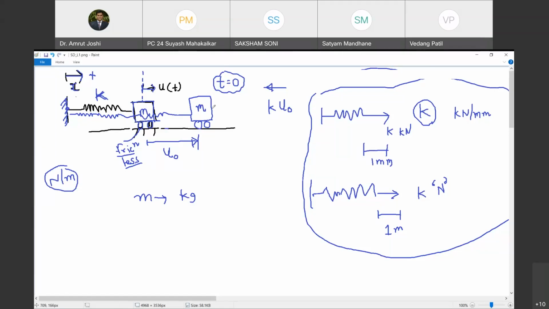So the observer started observing the phenomena when block M occupied the position at distance u0 towards the right from the mean position. Now let me ask you a question. If I release this block M, that means I remove the external force that was required to maintain the block at this position, what is going to happen? How is this block going to move? Can you tell me?